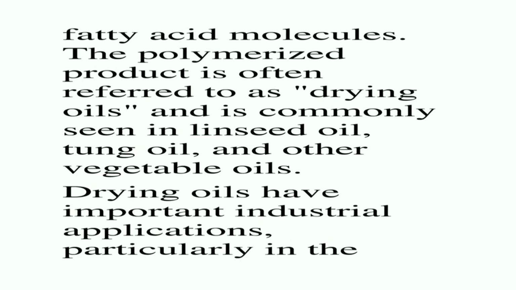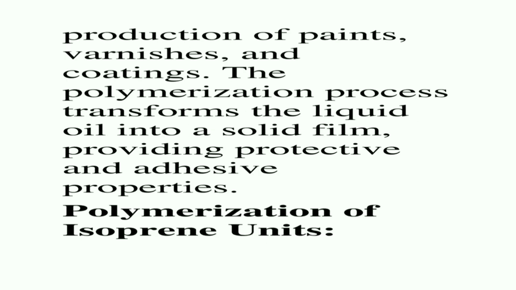The polymerized product is often referred to as drying oils, and is commonly seen in linseed oil, tung oil, and other vegetable oils. Drying oils have important industrial applications, particularly in the production of paints, varnishes, and coatings. The polymerization process transforms the liquid oil into a solid film, providing protective and adhesive properties.